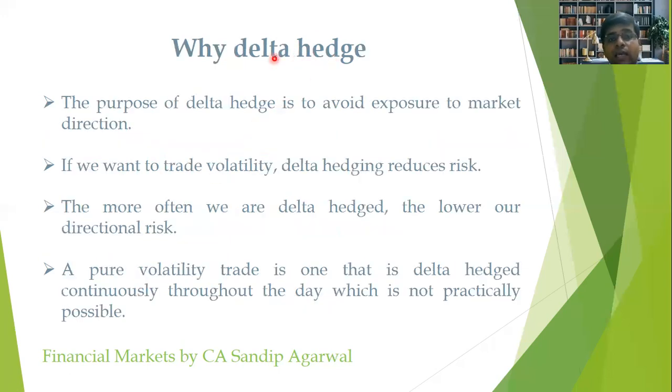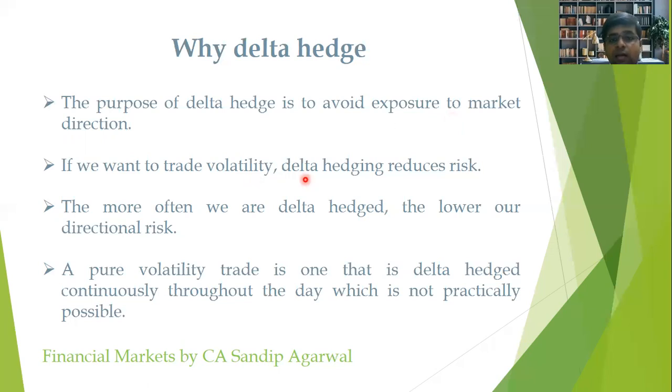Now, why the delta hedge? Because the purpose of the delta hedge is to avoid exposure to market direction. So if the person's delta is zero, whenever the market moves in the upward direction or in the downward direction, the person keeps on adjusting his position in order to keep his delta zero. So in that case, the loss to that person on account of doing a short straddle will always be zero on account of the movement in the market direction, because his portfolio delta is always zero.